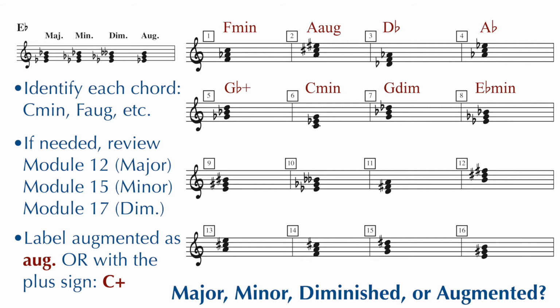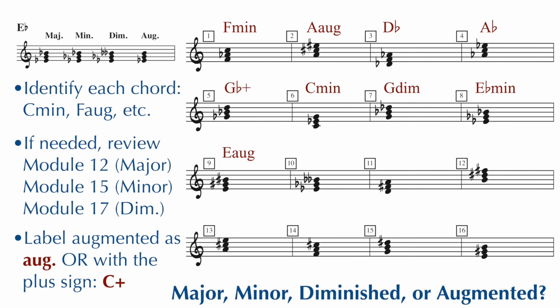minor third. Number 9, E, G sharp, B sharp is an E augmented chord. E going up to B sharp is an augmented fifth, E to G sharp is a major third, and G sharp to B sharp is a major third.